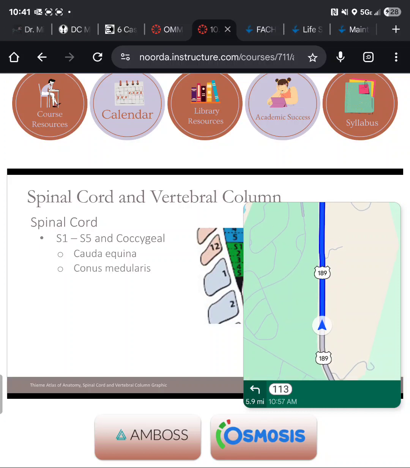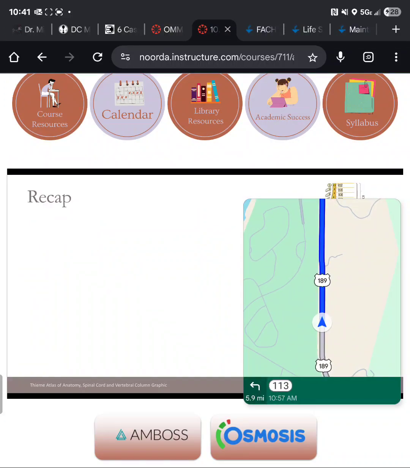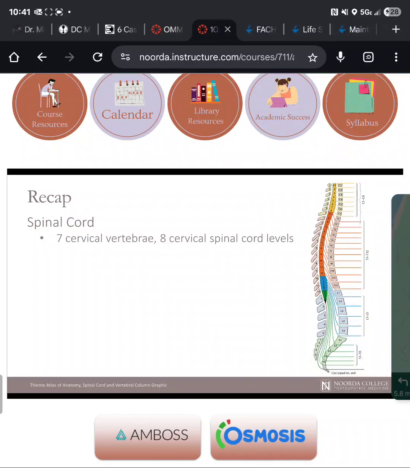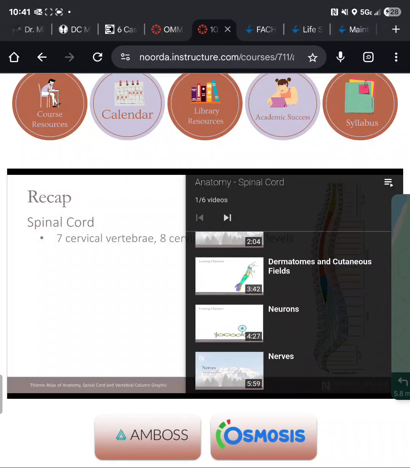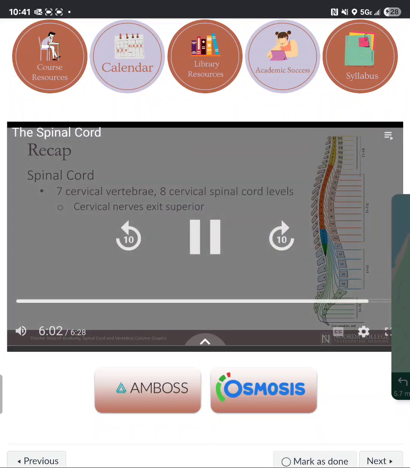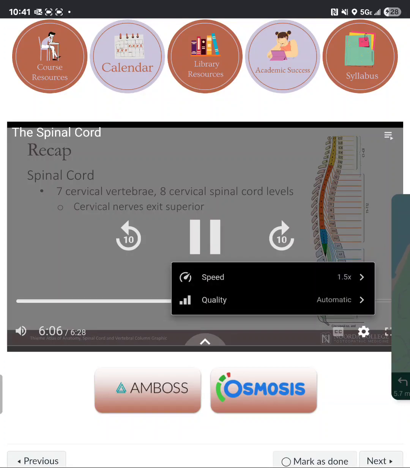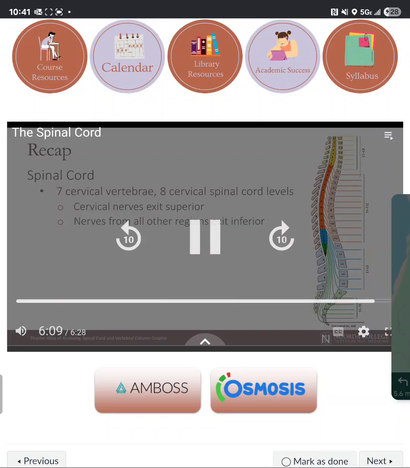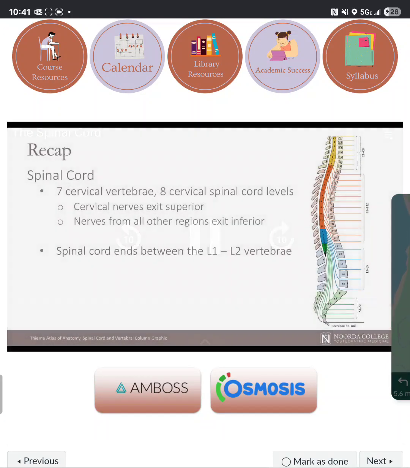And that's all the regions of the spinal cord, so let's do a quick recap. We learned there are 7 cervical vertebrae, but 8 cervical spinal cord levels, and as a result of this discrepancy, cervical spinal nerves exit the vertebral column superior to their associated vertebrae. And then in all other regions, so thoracic, lumbar, sacral, coccygeal, the spinal nerves exit inferior to their associated vertebral level. We also learned that the spinal cord ends between the L1 and L2 vertebrae, and the nerve roots that fill the rest of the space in the vertebral canal inferior to the end of the spinal cord are called the cauda equina. And that is it for our recap of spinal cord anatomy.